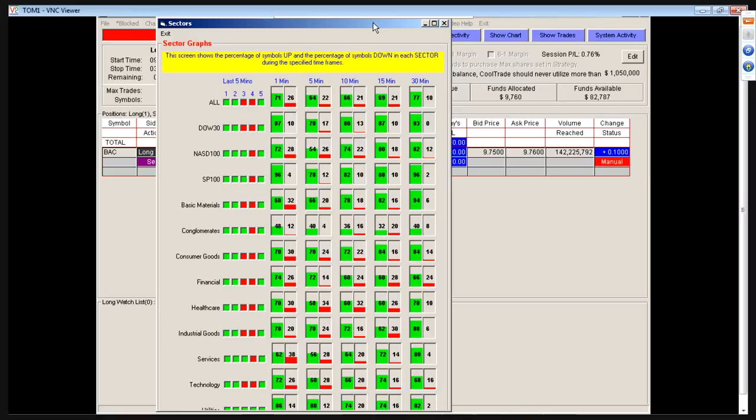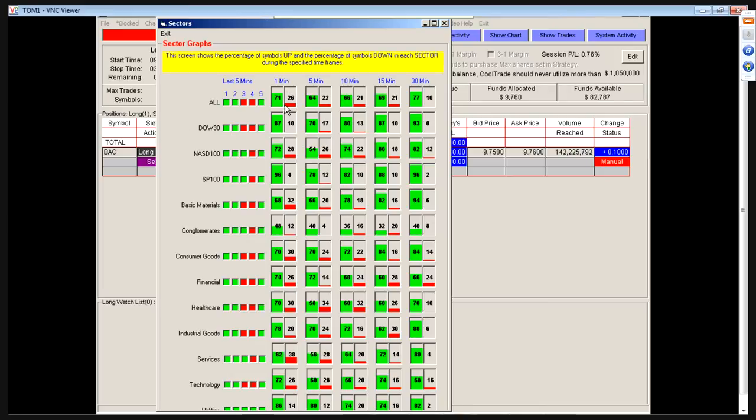The sector graph is one of those features that I really enjoy looking at, because it gives you the percentage of stocks up versus the percentage of stocks down minute by minute during the trading day. So 1 minute before the close, 71% of all stocks were up and 26% were down. And the balance between those two were unchanged.